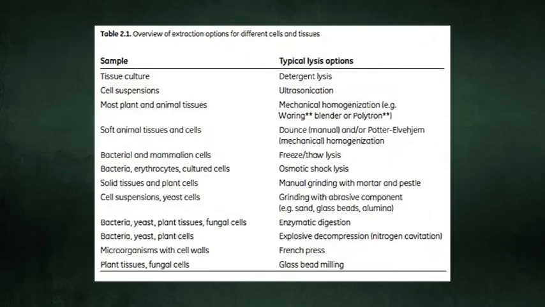And this is the table showing an overview of extraction options for different cells and tissues.